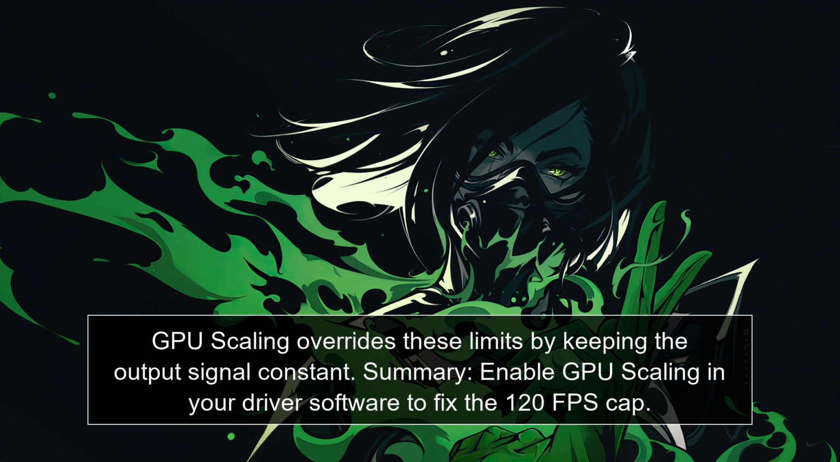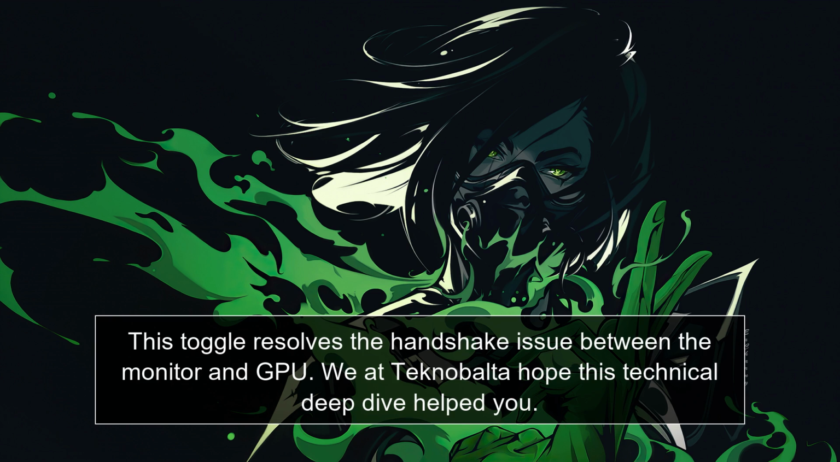To summarize, if your VSYNC is capping at 120 FPS on a 144 Hz screen, enable GPU scaling in your driver software. This simple toggle resolves the handshake issue between your monitor scaler and your graphics card.